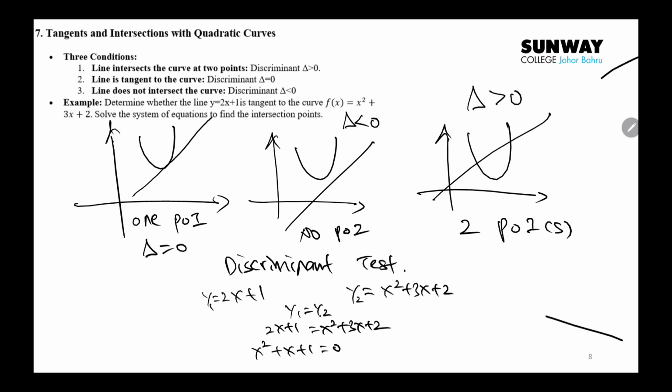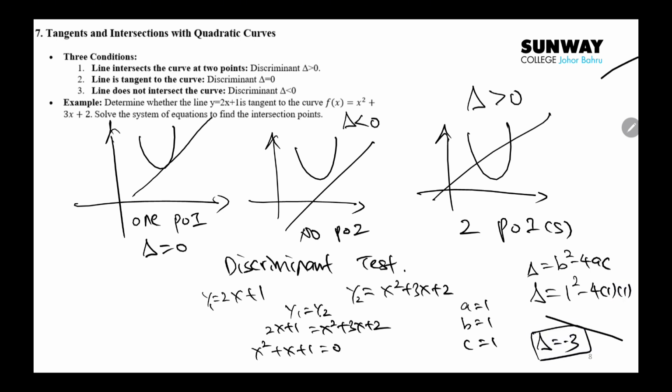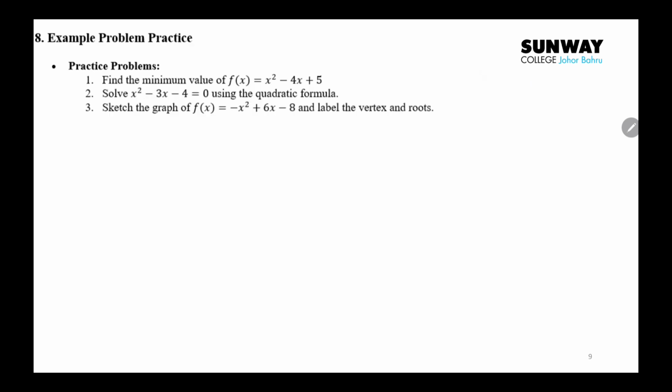From here, you will be able to tell the values of a, b, and c. Then you put them into the discriminant test, b squared minus 4ac. So the discriminant is 1 squared minus 4 times 1 times 1, which equals negative 3. And it will mean this particular line y equals 2x plus 1 will not touch the graph, because it satisfies the condition of discriminant smaller than 0, so they will not touch at all.